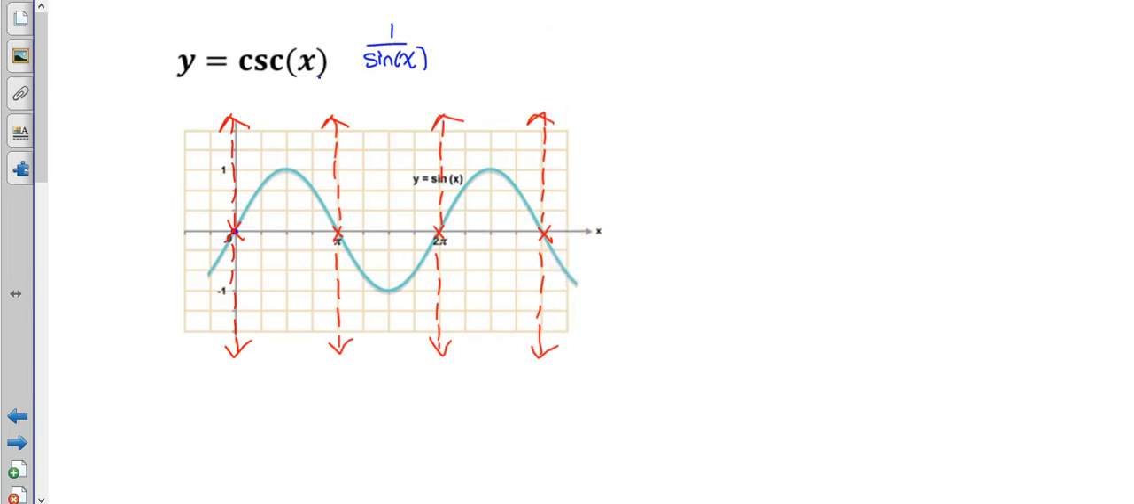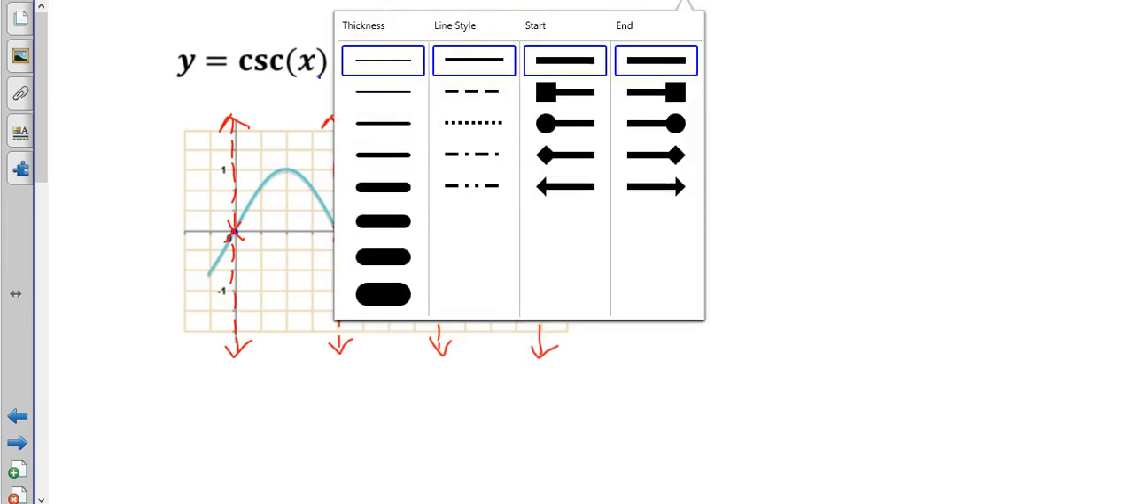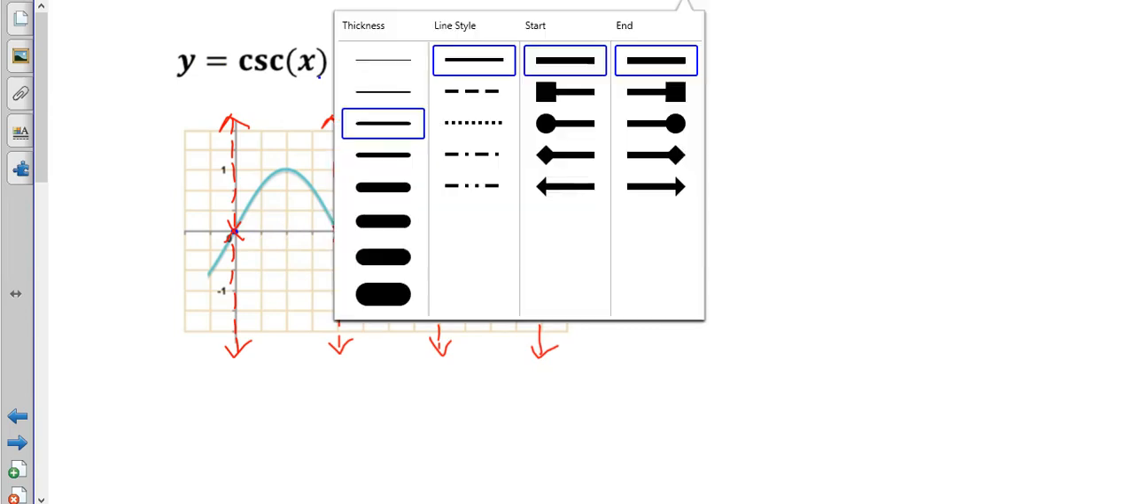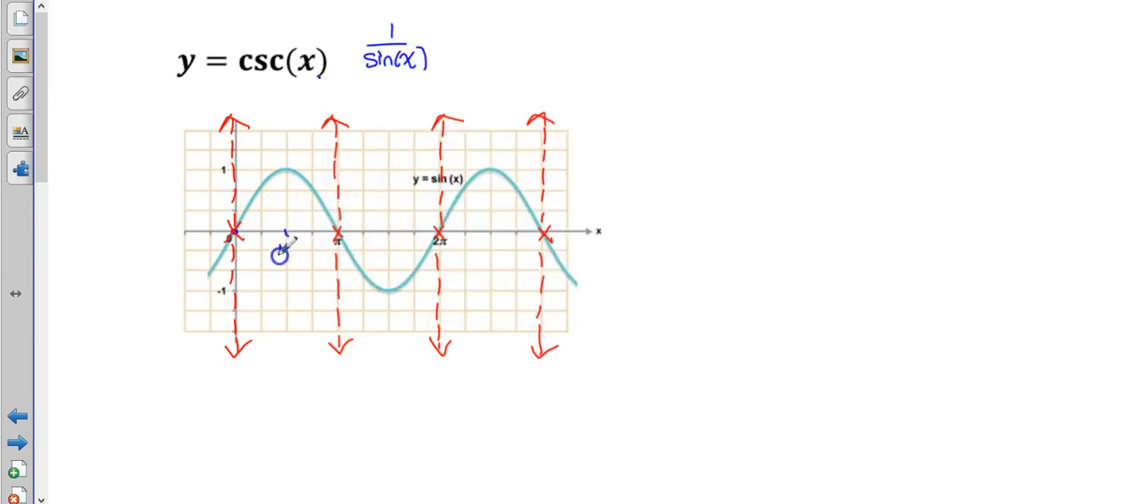Let's just pick a value and explore what happens. Let's talk about pi over 2 first. I need my skinny marker. Sine of pi over 2 is, if we visualize our unit circle, sine of 90 degrees. So imagine that ordered pair that's way up there at 90 degrees, 0, 1. The y value is 1. So sine of pi over 2 is 1.